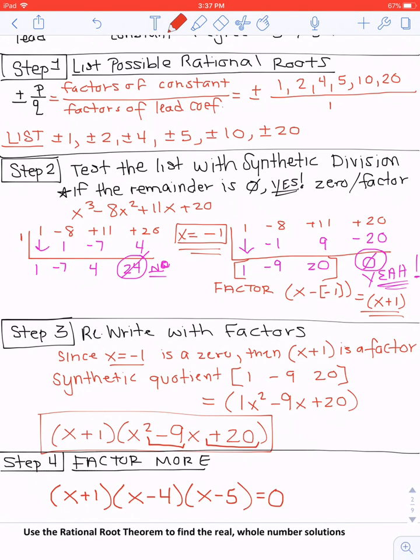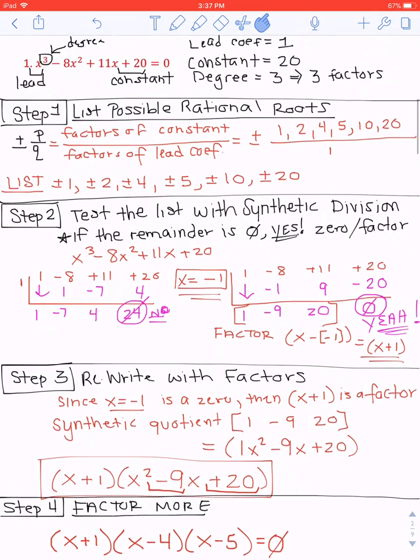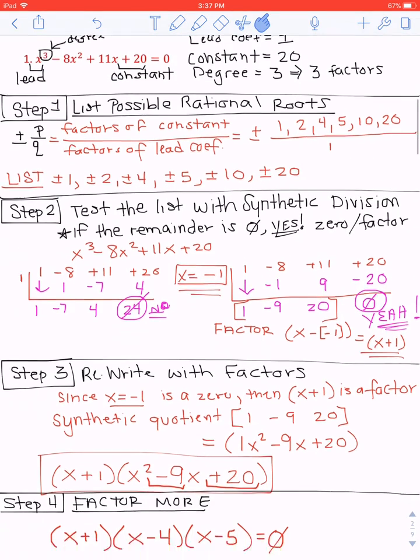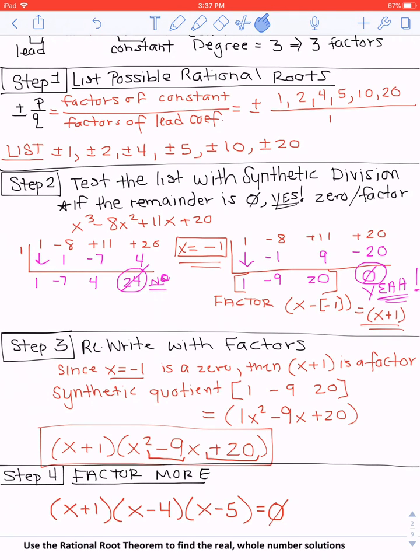If that whole term is 0, and we look up our instructions, they say use the rational root theorem, whole number solutions. Yep, we have whole numbers. So what are our zeros? Our zeros are when x equals -1, when x equals 4, when x equals 5.